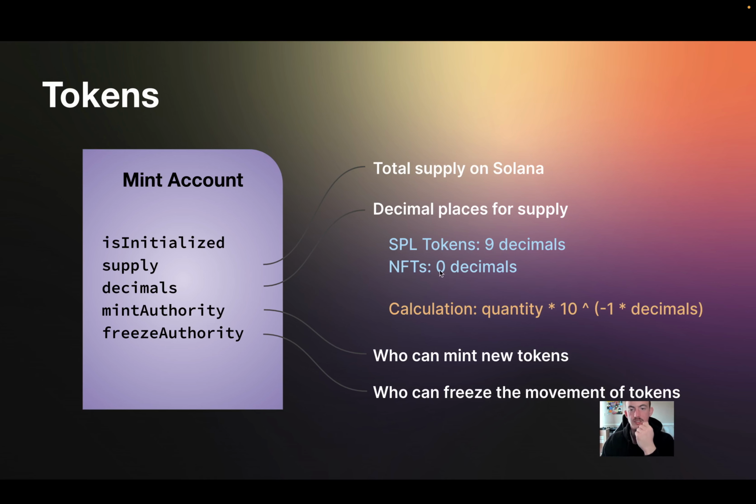So this is the standard right here. These are the defaults. The typical SPL default is 9, and the typical NFT default is 0. You can decide to use whatever decimal place you want for your own token, but if you want it to be an NFT recognized by most wallets and explorers, you need to use 0.